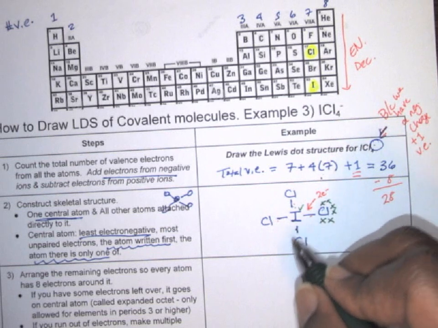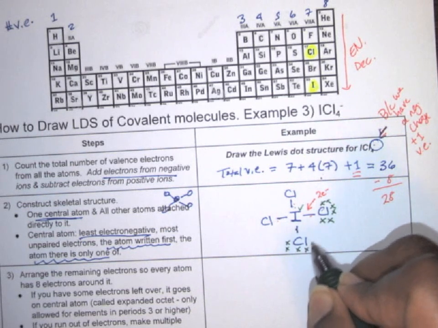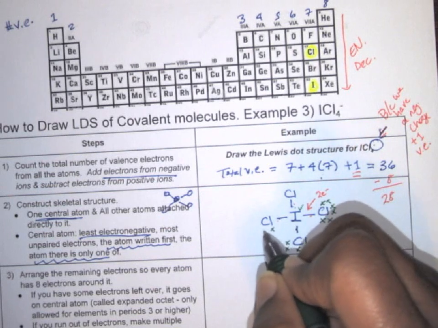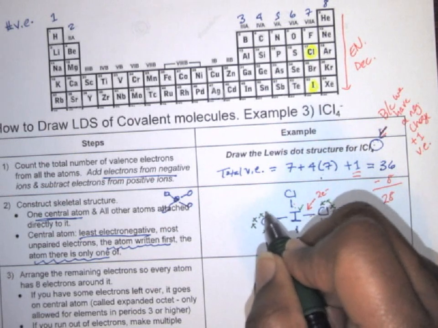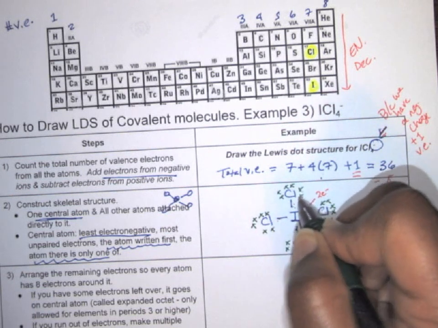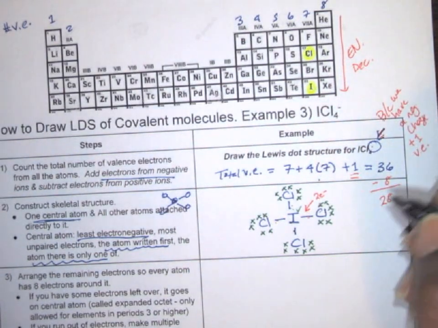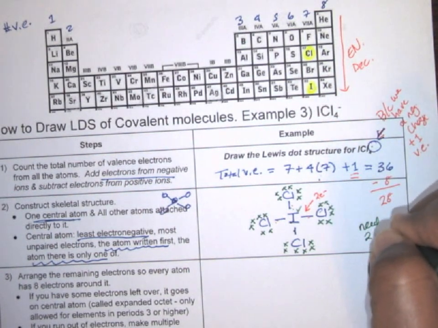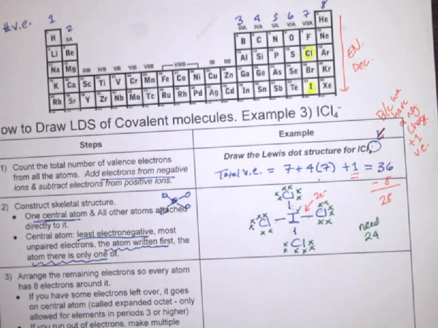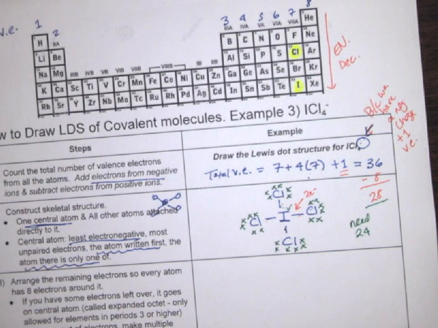And since all the chlorines look the same, they all have a single bond attached to it, they all need 6 more. So given the fact that I have 4 chlorines, and each of them needs 6, that means I need a total of 24 electrons to give everything an octet. But wait a second, this time I actually have 28, I actually have extra, all right? So I have 4 more extra.